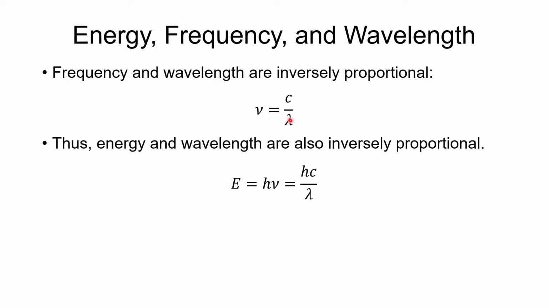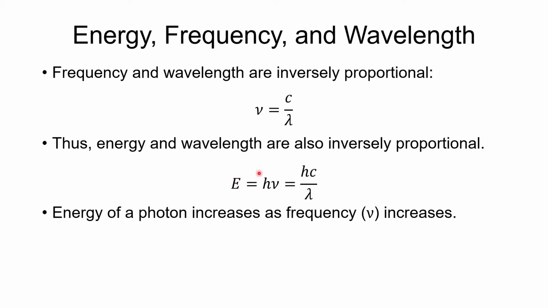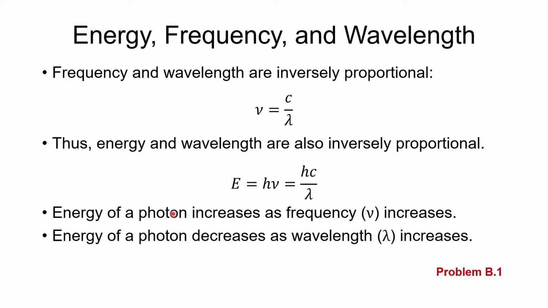So wavelength is inversely proportional to the frequency, and it's also inversely proportional to the energy. That makes sense because frequency and energy are proportional. So the energy of a photon will increase as its frequency increases, and the energy of a photon will decrease as the wavelength increases. So we're going to look just ever so briefly here. I'm going to jot down these equations.